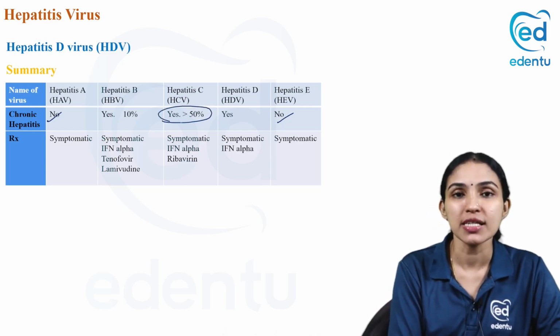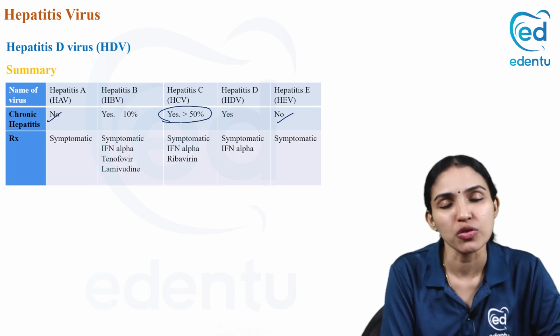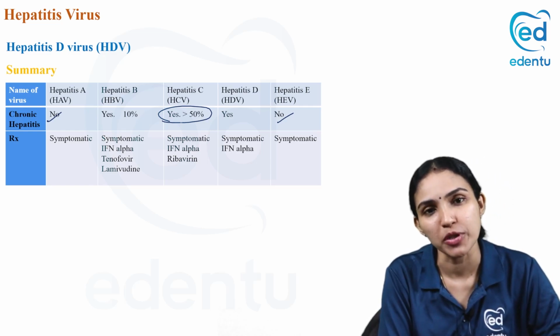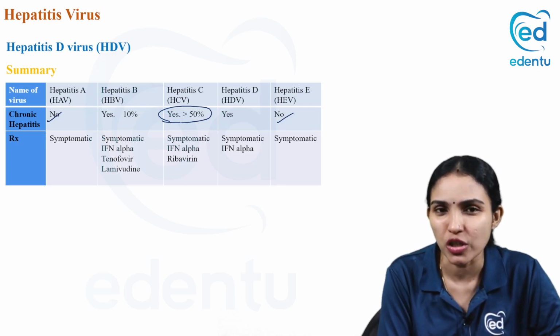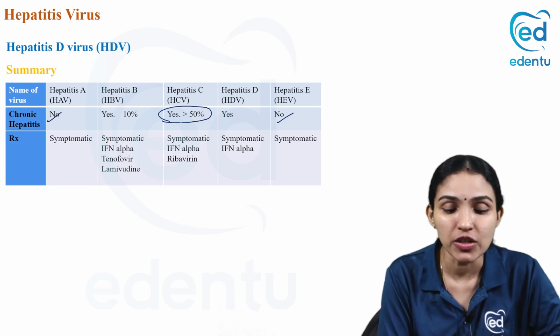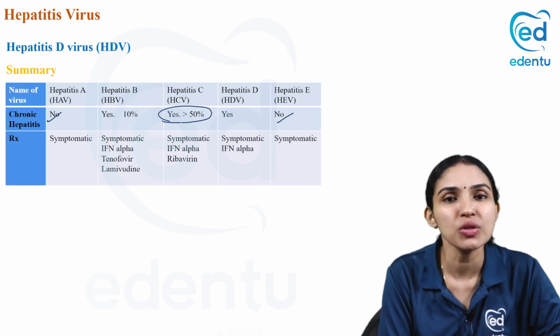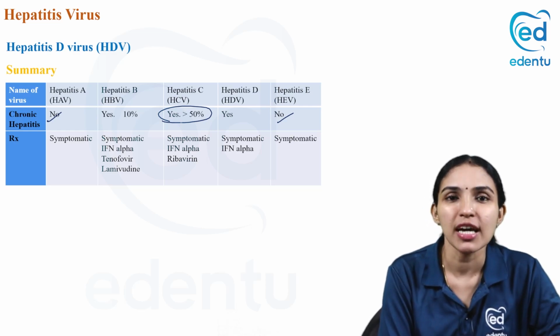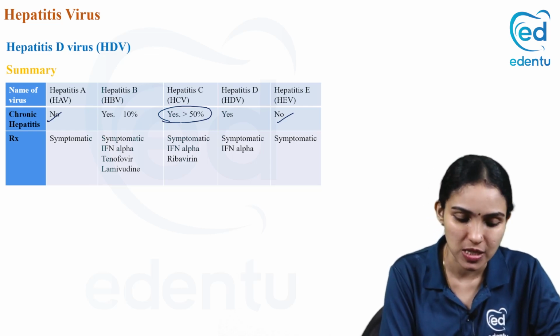C has the highest risk for chronic infection, chronic hepatitis, leading to cirrhosis, and later on it can lead to hepatocellular carcinoma. So if you get a question on naming two oncogenic viruses, viruses which cause cancer, you can definitely remember hepatitis B and hepatitis C. Also, you can add to the list Epstein-Barr virus and human papillomavirus. So these are examples of oncogenic viruses, viruses which cause cancer.